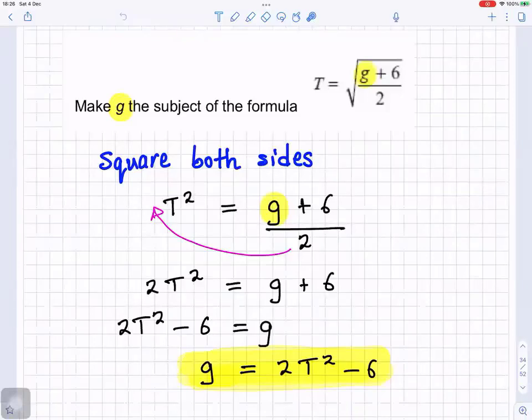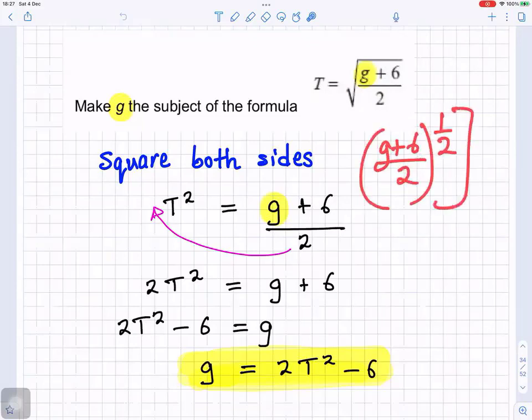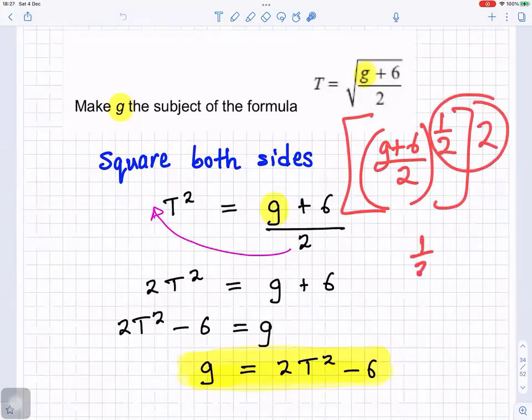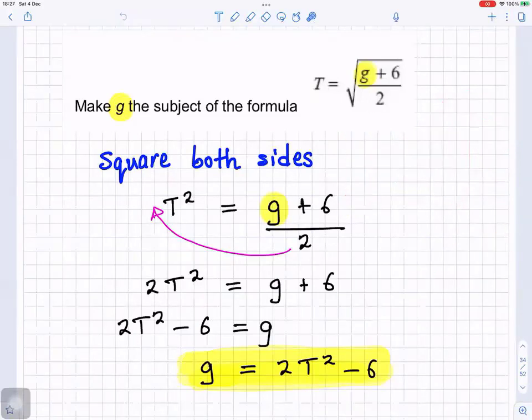Make g the subject of the formula. We can square both sides. So it becomes t squared equals g plus 6 over 2. Because when you square the right-hand side, the square will cancel with that power half. Remember that is like g plus 6 over 2 to the power half. And if you square that, half times 2 gives you 1. So that's what we got.